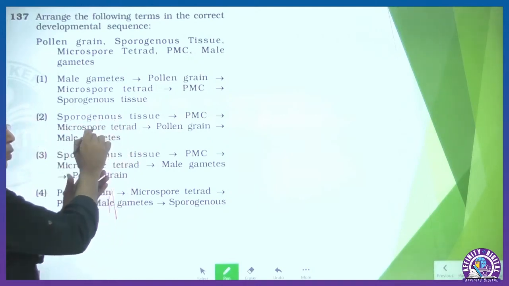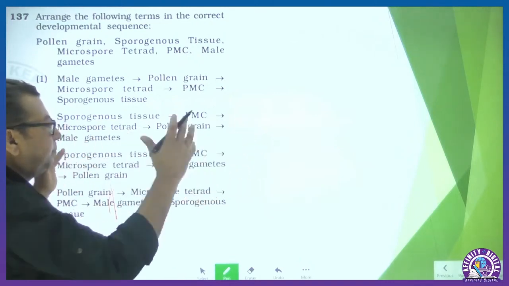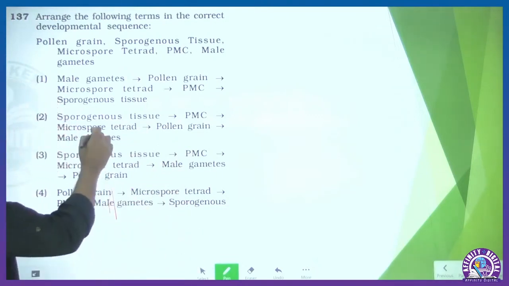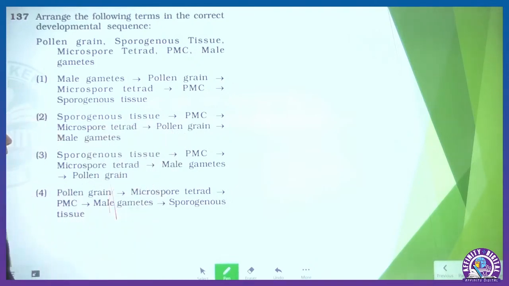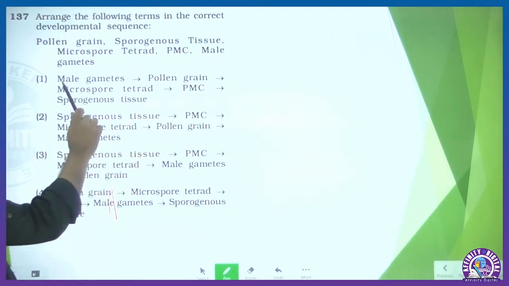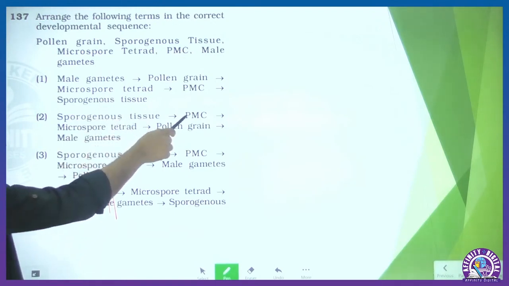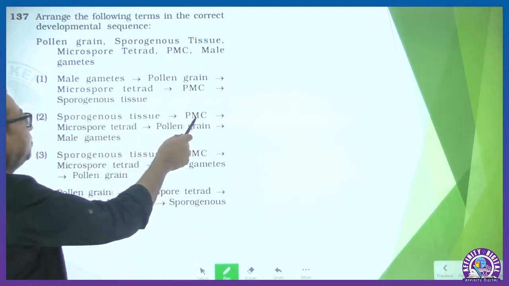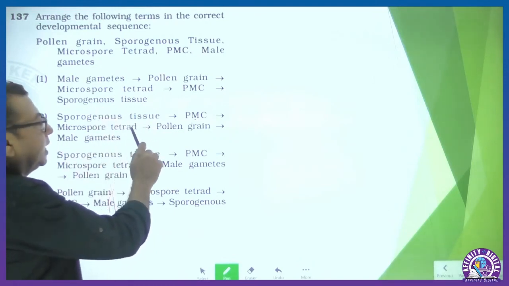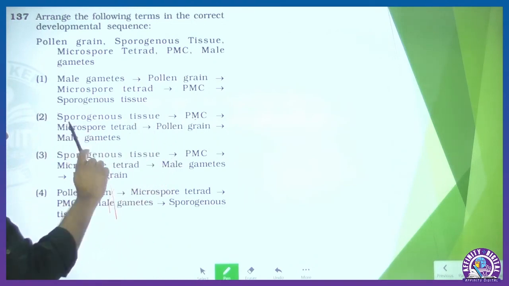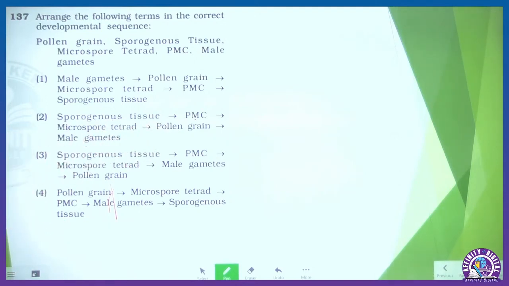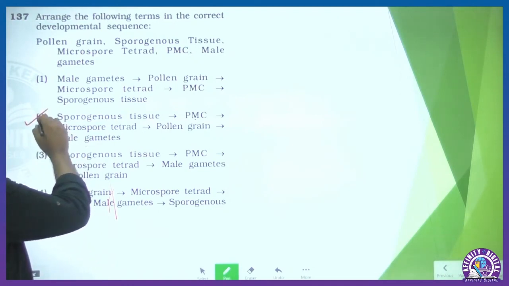The microspores in the tetrad ultimately separate. After separating, the microspore develops into a pollen grain by forming the exine and intine. So what will form after the microspore tetrad? Pollen grain. Pollen grains are haploid, and what will form inside the pollen grain? Male gametes. So the correct developmental sequence will be sporogenous tissue, which differentiates into PMC, the pollen mother cell. The pollen mother cell undergoes meiosis and forms a microspore tetrad. The microspore of the tetrad develops into a pollen grain. The pollen grain forms male gametes by mitosis. So the answer for this question will be option number 2.